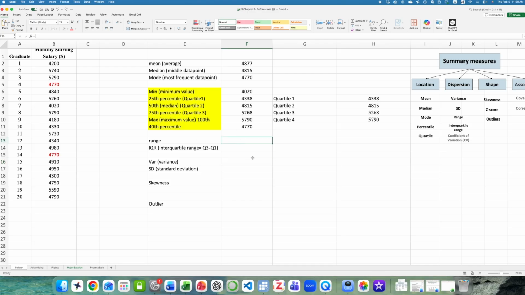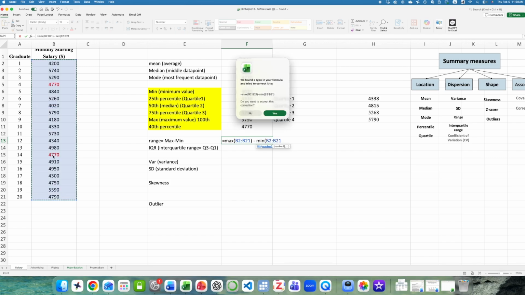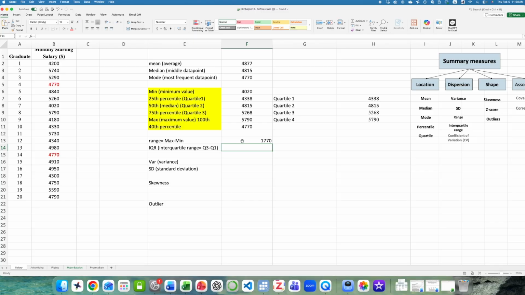Let's start with the range. Range equals max minus min. We have the maximum, right? We already calculated it. Either you use the number that you already calculated, or directly say maximum of this data minus minimum of this data. That gives you the range, 1770. Range tells us how data is spread out from the lowest to the highest salary, maximum minus minimum.